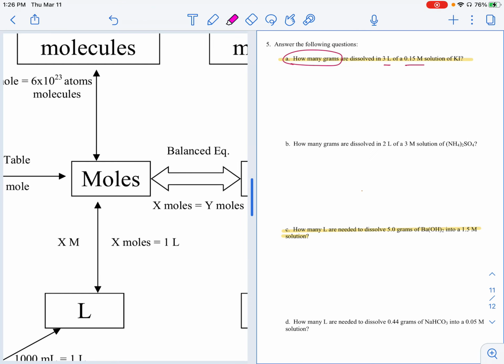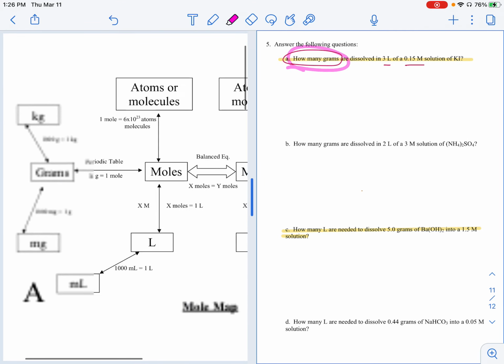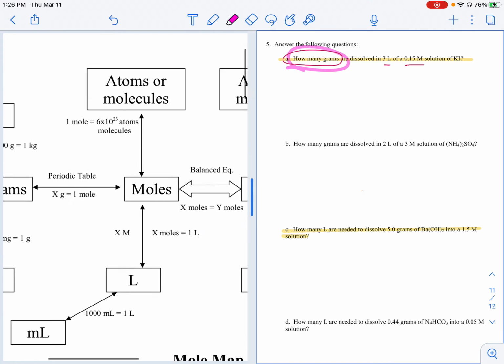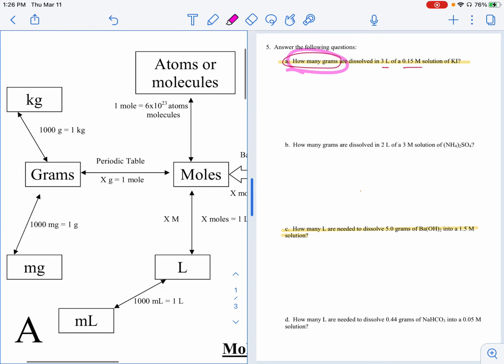Where am I stopping? I'm stopping on grams. So I'm going to back this out. I'm staying on one side of my mole map. We'll go to the other side later in this unit. I'm going to grams. That's where I'm stopping.